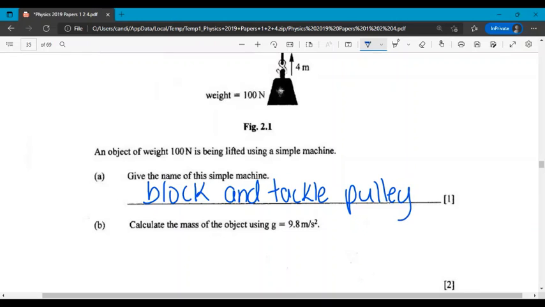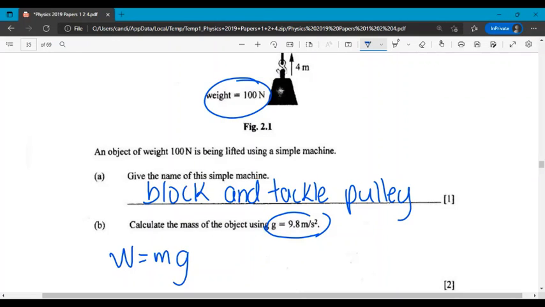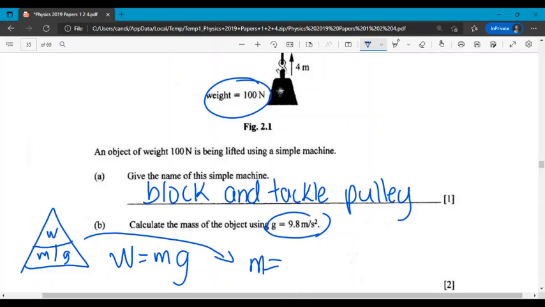Calculate the mass of the object using the gravitational constant given, 9.8 meters per second squared. So we know the weight, and we're given the gravitational constant. The formula that relates those two is this one. Weight is equal to mass multiplied by gravity. You might remember this little formula triangle. We can use that to transpose the equation to make mass the subject.